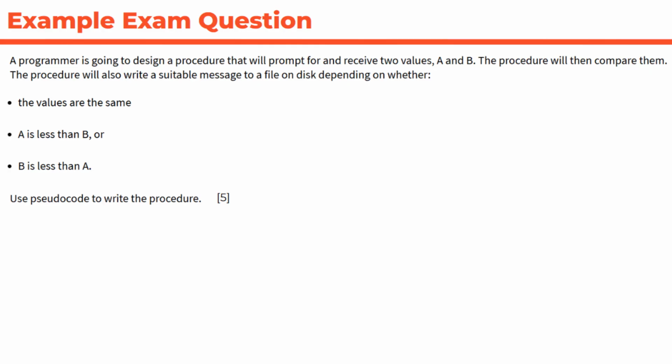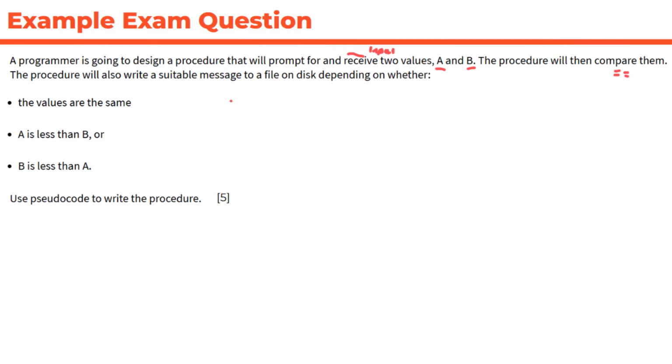A programmer is going to design a procedure that will prompt for and receive two values. So it's going to receive input, two values, A and B. The procedure will then compare them. Compare. That's what it looks like in Python, a comparison symbol.